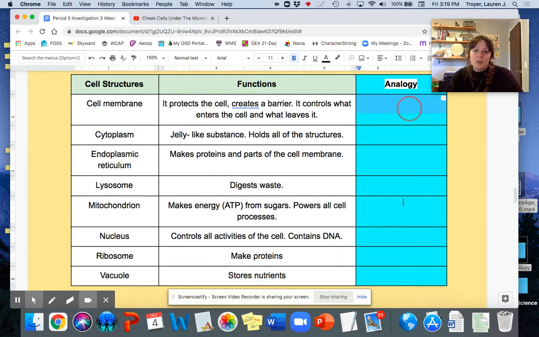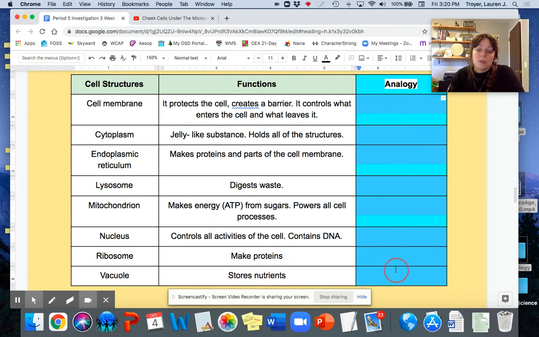The analogy is where you use your creativity. So for your Cell City project, think about what you might want to do. How is the cell like a farm? How is the cell like Star Wars? How is it like Harry Potter? How is the cell like your favorite video game? And think about analogies that you could come up with for that. And you're going to fill that in on your own. So use your creativity to fill in some analogies.